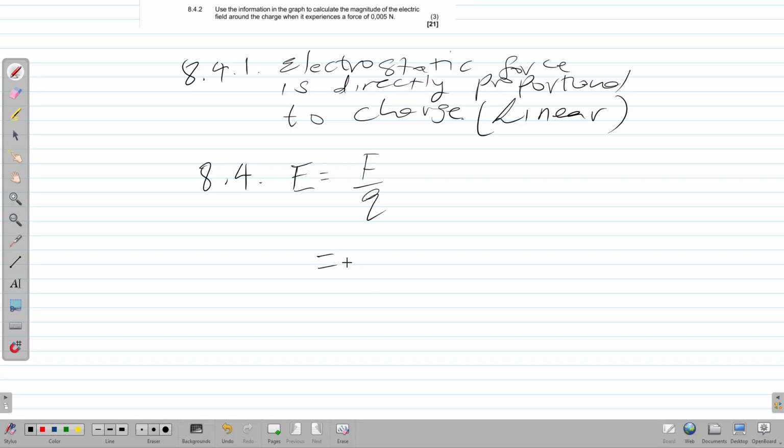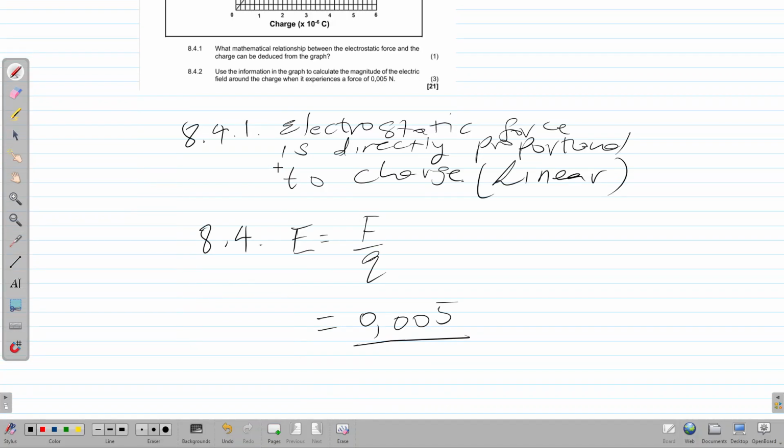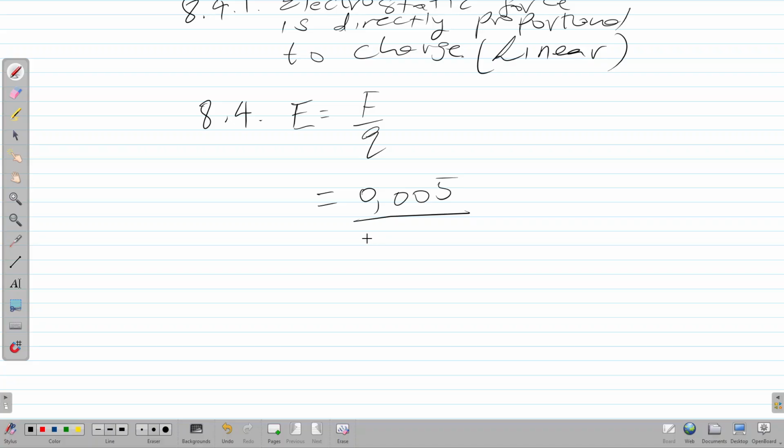Then what we get is that the force is 0.005 divided by the charge, which is 1 microcoulomb, so 1 times 10 to the minus 6 there. Then what do we have? We have 1, 2, 3. So that's going to be 5,000 newtons per coulomb.